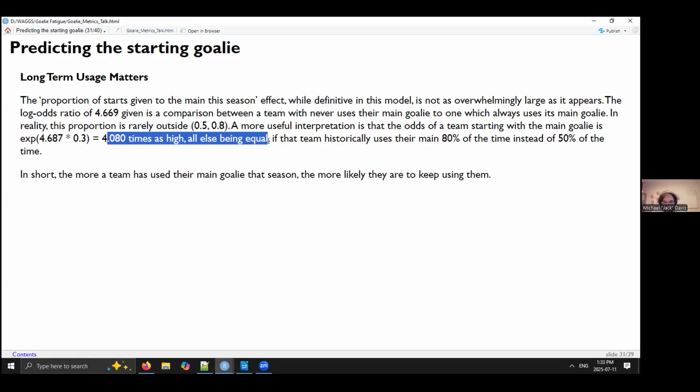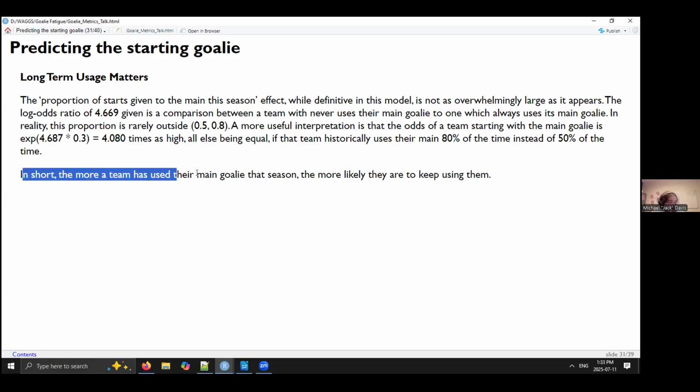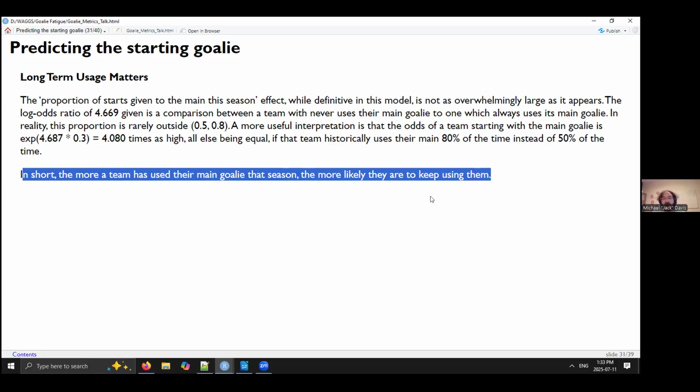Likely to be still the main goalie. And you might think, why isn't it like a relative risk of 1.6? That's not the same thing as log odds, because this is conditional, not marginal. So the more a team has used their main goalie this season, the more likely they are to keep using them, and that's really all there is to it. That might suggest that the main goalie is better by a wider margin than the backup, or more experienced, or healthier, or in a hot streak. There are a lot of different reasons why this could be.